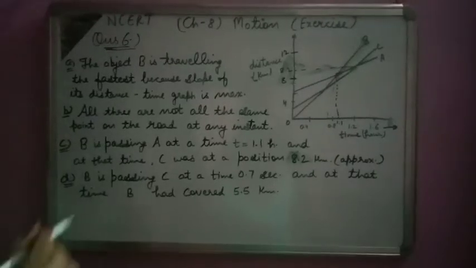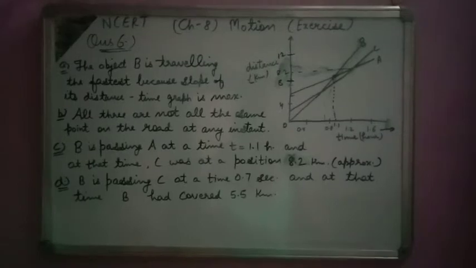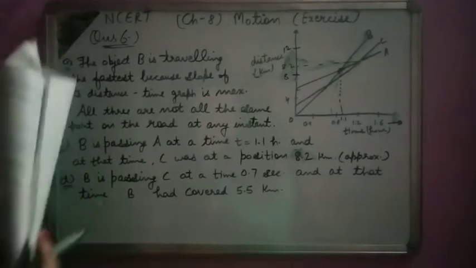Good morning students. Now in chapter number 8, Motion, I am going to explain question number 6. The question statement as given in your book has a diagram for the distance-time graph, shown for the three objects A, B and C. I have to study this graph and give the answers to the following questions.